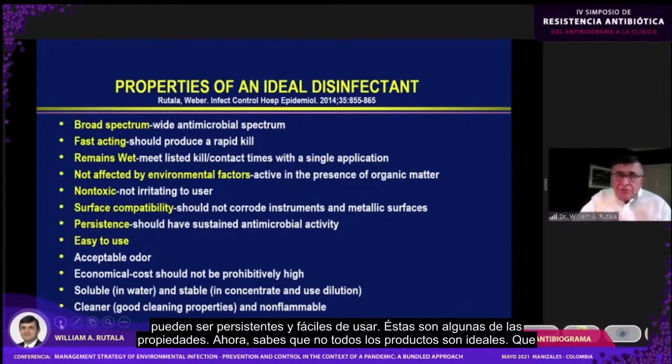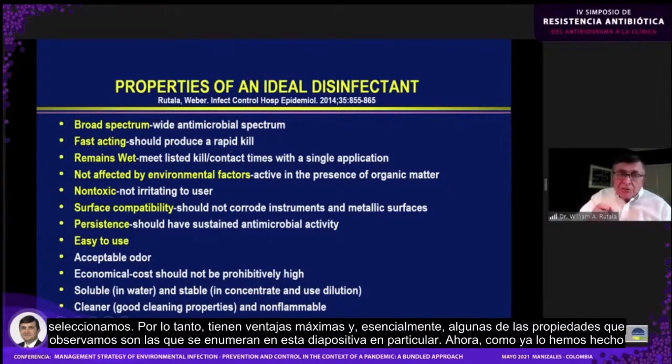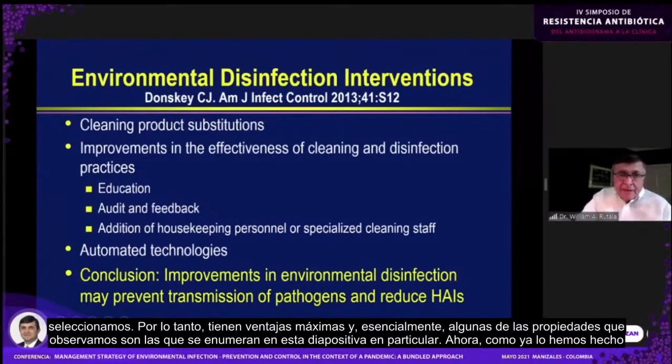Now, you know that not every product is an ideal product. That is, there's no product, in fact, that is an ideal disinfectant. All disinfectants have advantages and disadvantages, but we try to optimize the products we select so they have maximal advantages. And essentially, some of the properties that we look at are the properties listed in this particular slide.